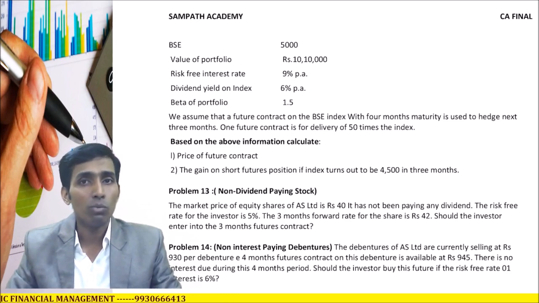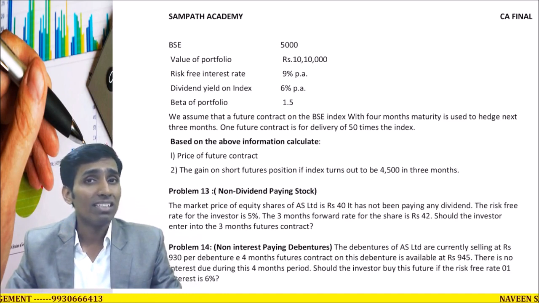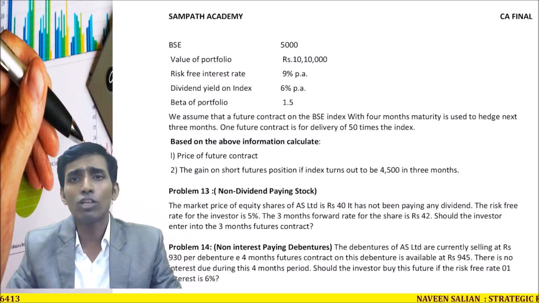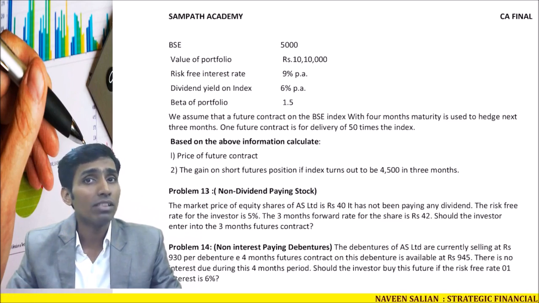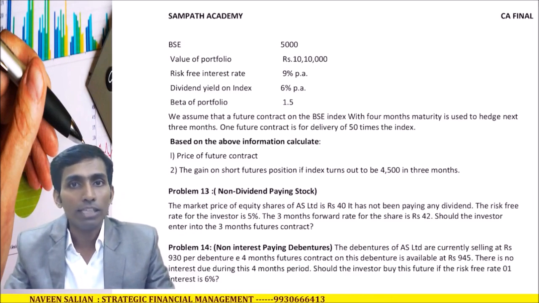Obviously we will see it once again, but I was just giving you the revision so that you can recollect the thing, you can visualize the answer we are going to get. The beta of the portfolio is 1.5. We know, so beta of the portfolio is 1.5.